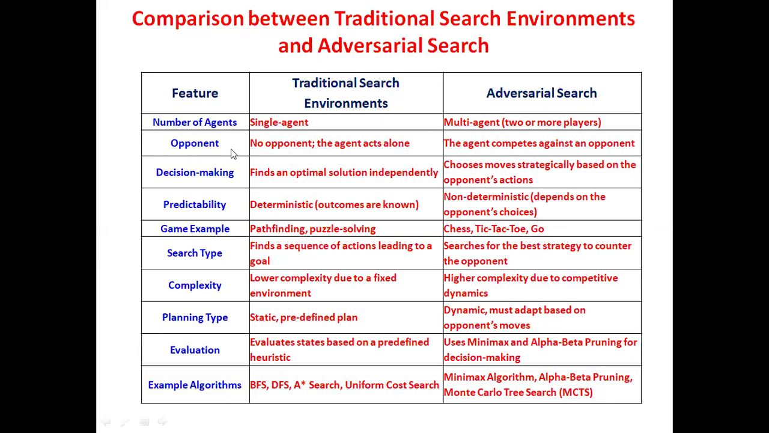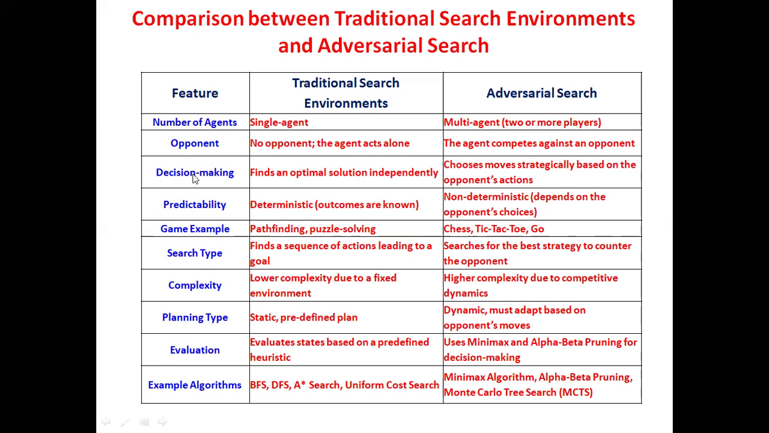Next, opponents. In the traditional approach, there is no opponent, meaning the agent's actions do not face interference from an external entity. It follows a straightforward problem solving approach. However, in adversarial search, the agent competes against an opponent who actively tries to counter its moves, making the search process more complex.